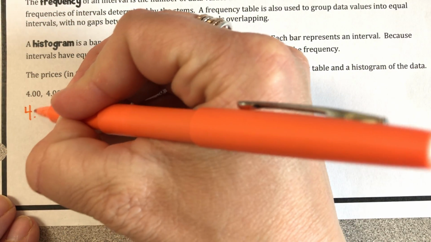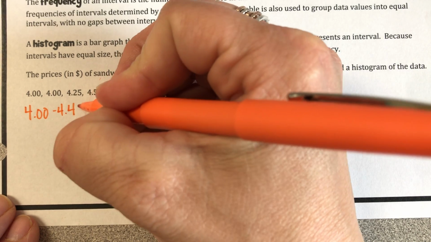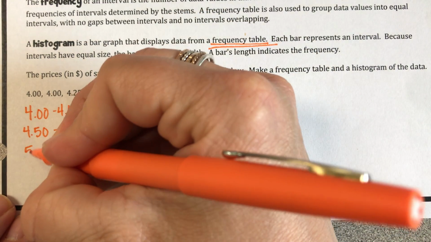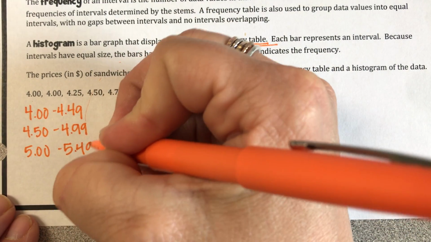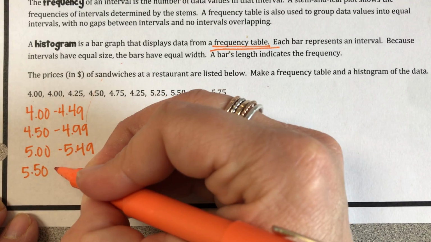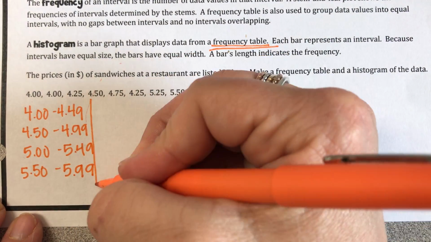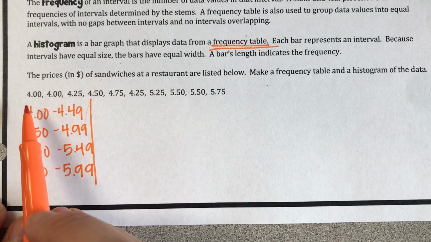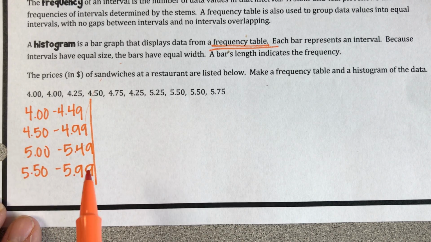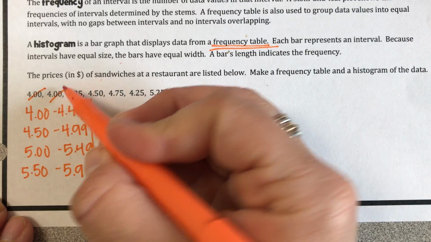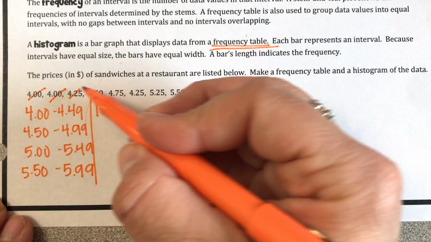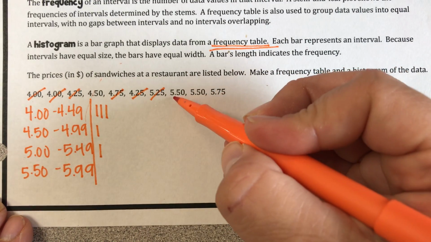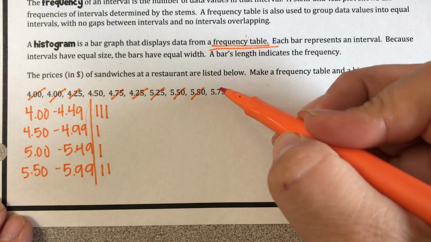I'm going to make mine sandwiches that are between $4 and $4.49, $4.50 and $4.99, $5 and $5.49, and $5.50 to $5.99. That covers all of my data and breaks it down into 4 even non-overlapping intervals. Now I'm going to go through, and these two $4 sandwiches would go in this first category. $4.25, $4.75, $4.25, $5.25, $5.50, $5.50, $5.75.